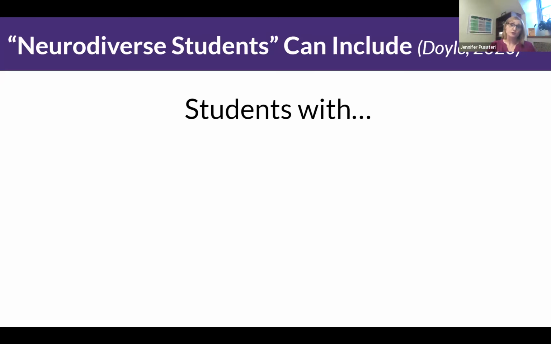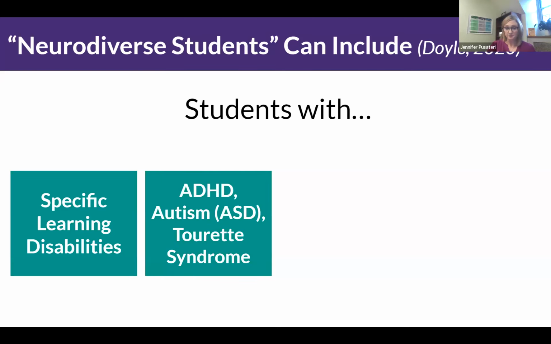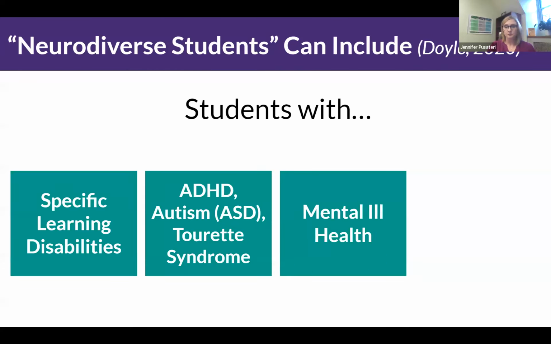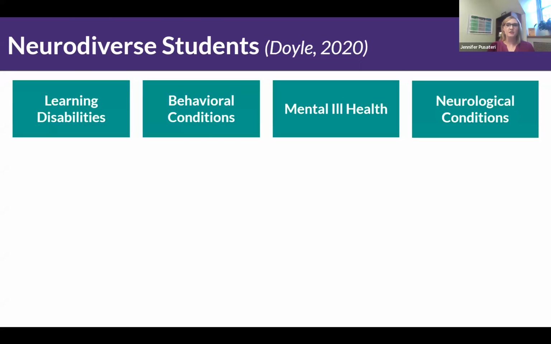So when we're talking about students who are neurodiverse, we're really thinking about students who fall into one of these categories. Perhaps they have a specific learning disability of some kind. They may have something like ADHD, autism, even Tourette's syndrome, or mental ill health, so students that have some issues that are mental health related. And then this can also include neurological illnesses and even brain injuries. So let's break each of those down a little bit.